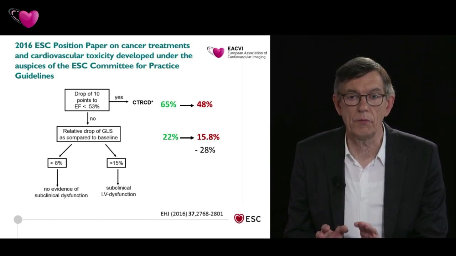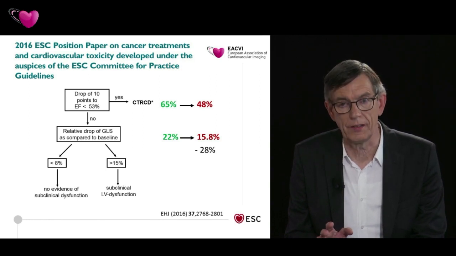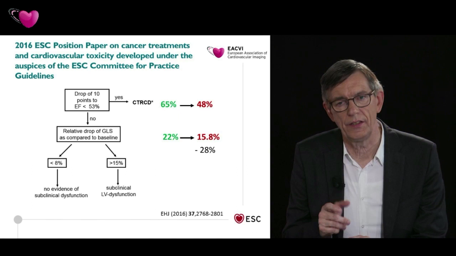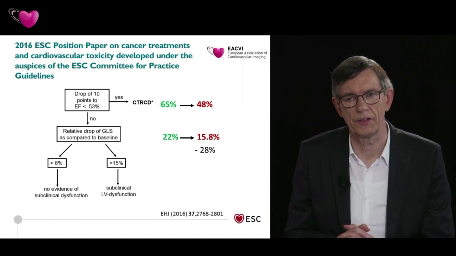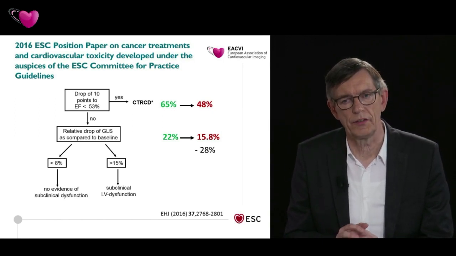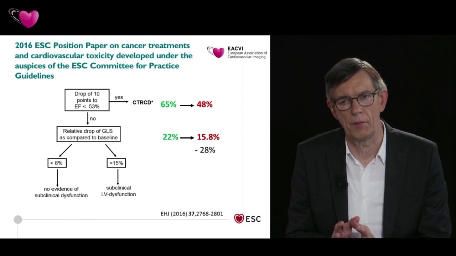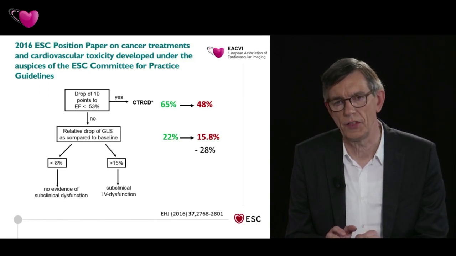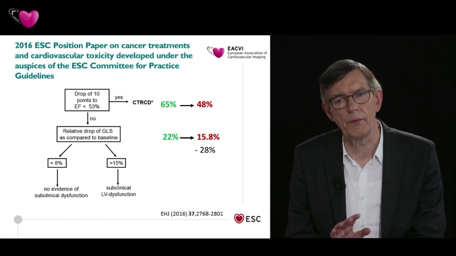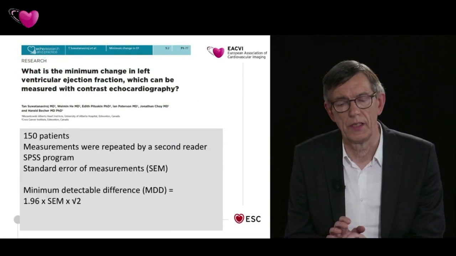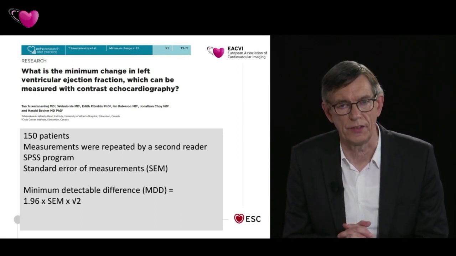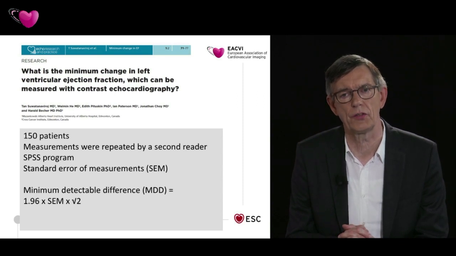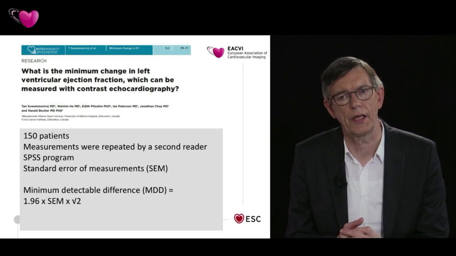But we have to ask, can we really see a change of 10%? The 10% in this paper comes from an earlier recommendation of the American Society of Echocardiography, which suggested that echocardiography laboratories should have a quality program to ensure that they can see a difference in ejection fraction of 10%. Now, where do we stand with contrast echocardiography? We looked at it in a way I was always interested in: what is the minimum change in left ventricular ejection fraction that can be measured with contrast echocardiography?